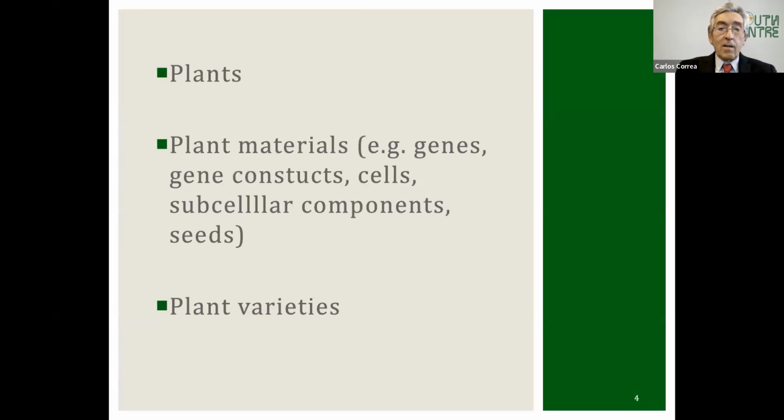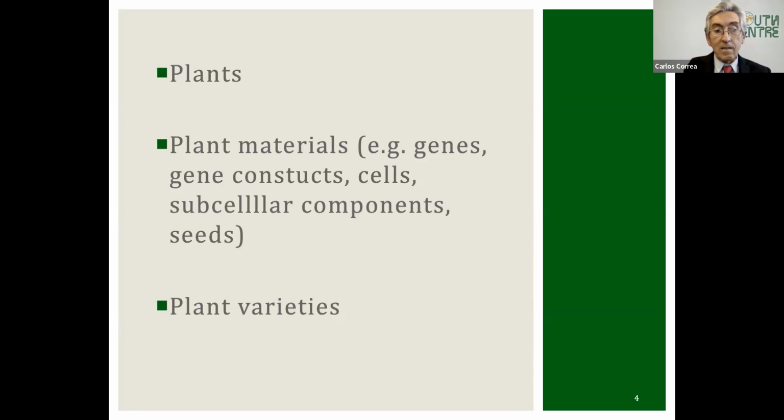So let me just indicate for those who are not familiar with the terminology that is used in the report. I'm going to refer to plants. I'm going to refer to plant materials. So plant materials are components of the plant, such as genes or gene constructs, which are developed, for instance, with resistance to herbicide, as the very well-known Roundup Ready of Monsanto, for instance. This may be cells, this may be subcellular components as peptides, or this may be seeds.